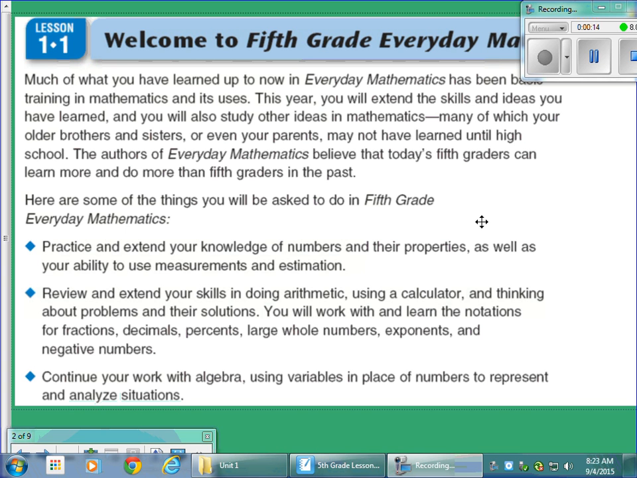Much of what you have learned up to now in Everyday Math has been basic training in mathematics and its uses. This year, you will extend the skills and ideas you have learned, and you will also study other ideas in mathematics, many of which your older brothers and sisters or even your parents may not have learned until high school. The authors of Everyday Mathematics believe that today's fifth graders can learn more and do more than fifth graders in the past. Here are some of the things you'll be asked to do in fifth grade Everyday Mathematics.